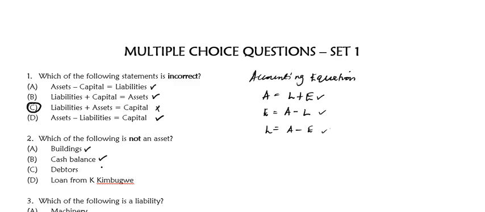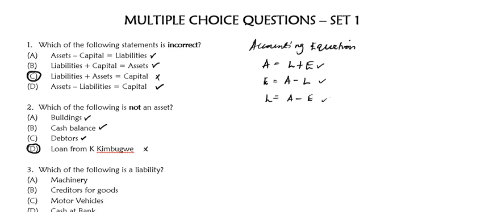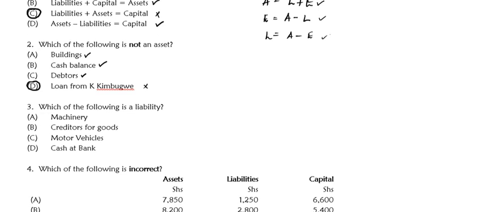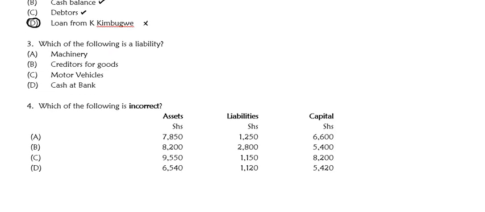Cash balance, that is an asset. Debtors, that is an asset to the business. Loan from K Chimbugwe. A loan is an obligation. A loan is a liability to the business. So loan from Chimbugwe is not an asset in that case. So multiple choice question 2, option D is not an asset.